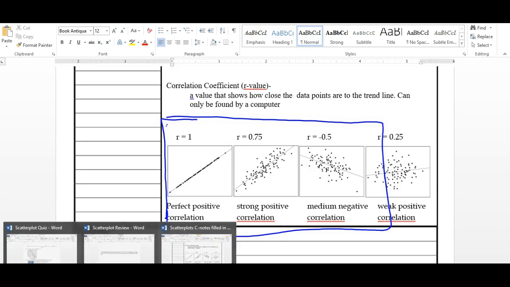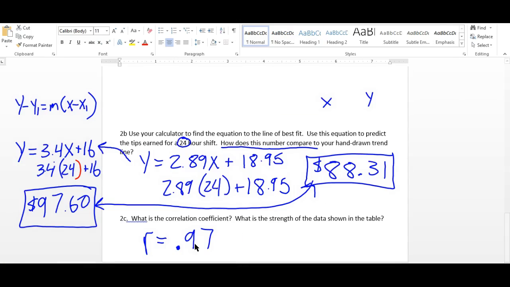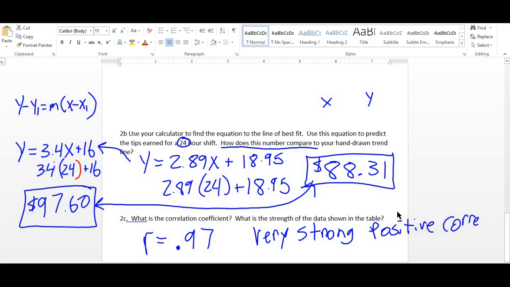So anything you would describe here stronger than strong, I don't care what adjective or word you want to use: very strong, really strong, super strong. Very strong positive correlation. And that is it.